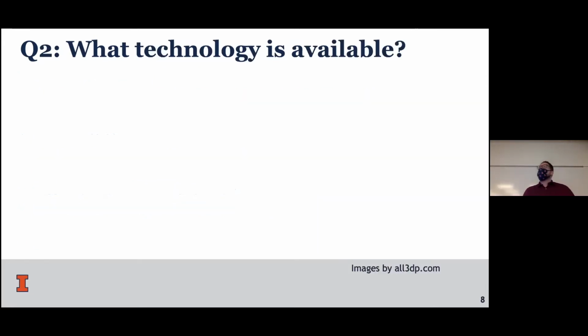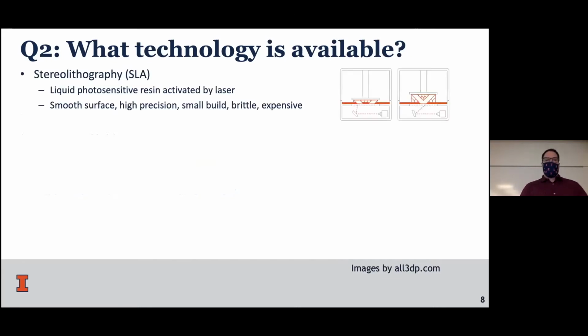Question 2, what technology is available to us right now? The first one ever to be created is the SLA, stereolithography. It is using a liquid UV resin, and with a laser, you can harden specific parts of that resin that is in a bath. By having a Z-axis that is moving and a laser with a mirror that can direct the light wherever you want, you can harden the material exactly where you want and then move the Z-axis and build a 3D object with it. You have a smooth surface, there's high precision. Thing is, you can only have a small build volume, small parts.